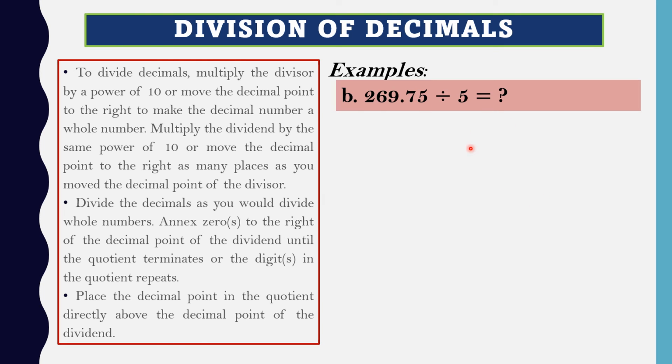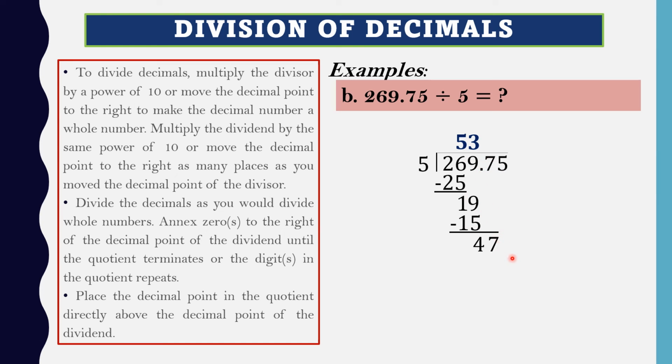Example B, we are going to divide 269 and 75 hundredths by 5. So again, we write it here like this, and then we can divide because there is no problem with our divisor. It is already a whole number. So 2 cannot be divided by 5, so we will take 2 digits. 26 divided by 5 is 5. 5 times 5 is 25. Subtract them, so we have 1. Bring down 9. Next, 19 divided by 5 is equal to 3. 3 times 5 is equal to 15. And when we subtract them, the result is 4.